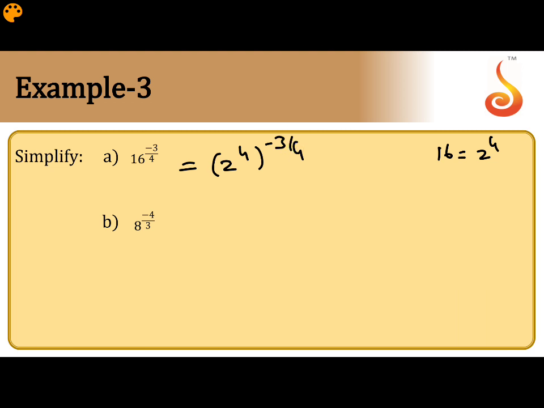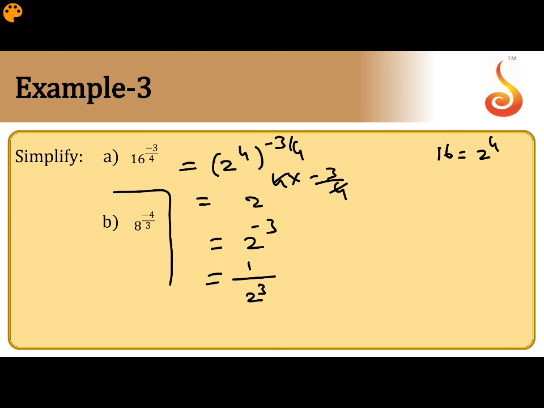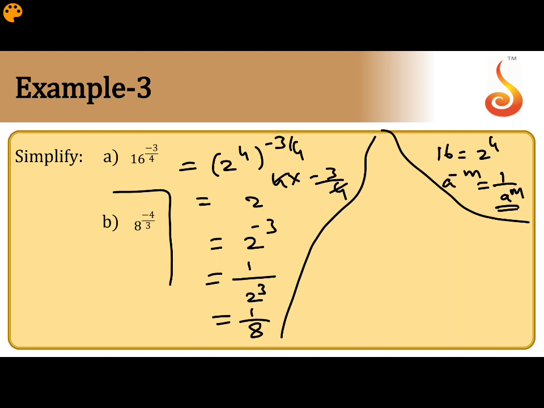So now we can use the indices. This is equivalent to 2 power 4 into minus 3 by 4. So this is equal to, the 4 cancels, 2 raised to power minus 3. That is nothing but 1 by 2 power 3. So we have one more identity that I told you: a power minus m is 1 by a power m. You can use that here. So now 1 by 2 cube, meaning 1 by 8, is the answer for the first one. I hope this one is clear.